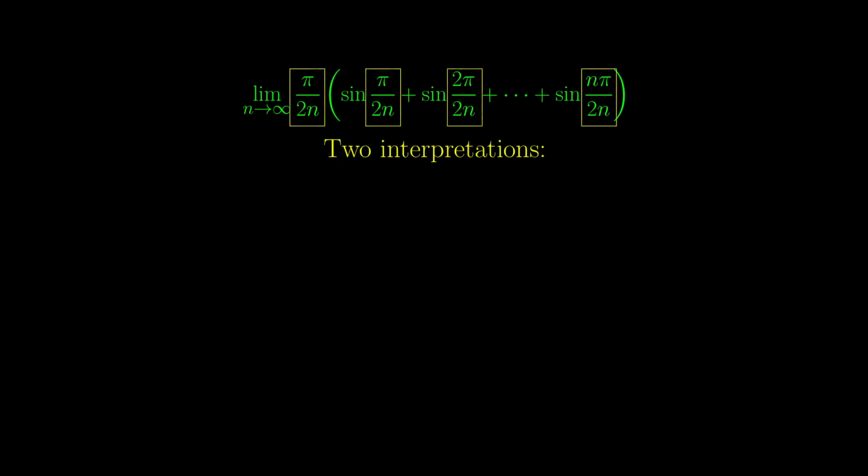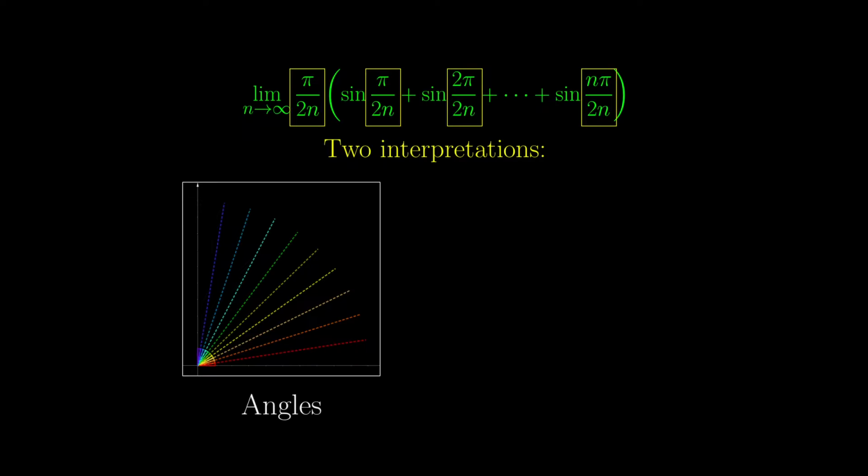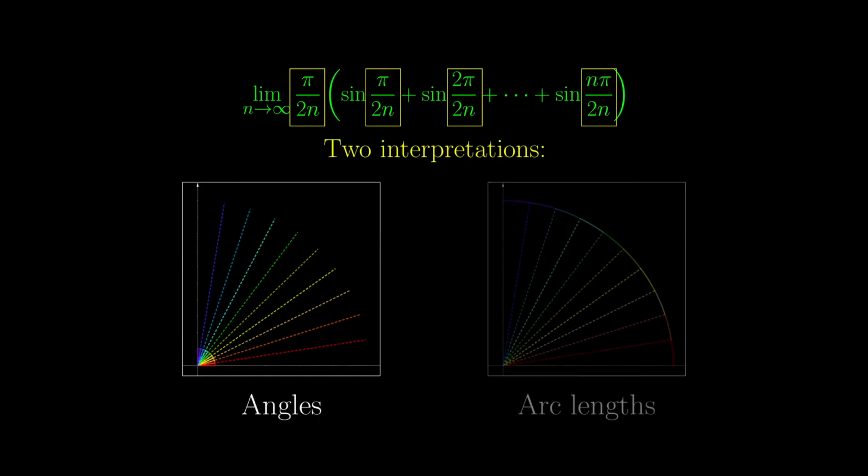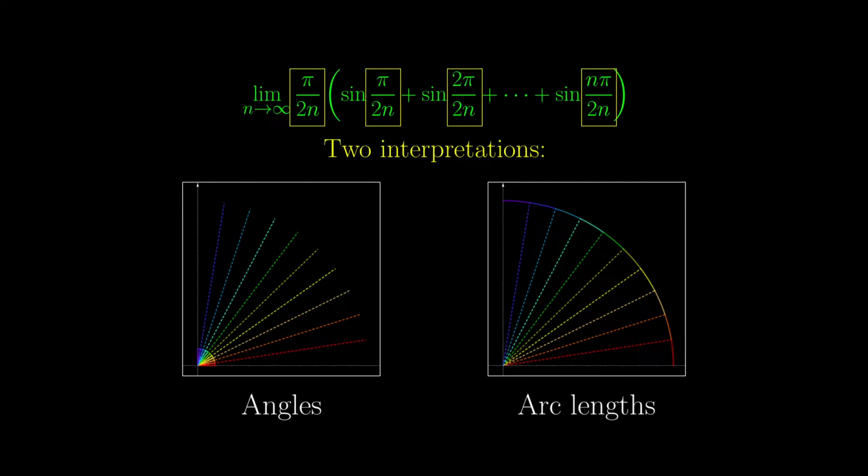The key to calculating the limit is to realize that there are two interpretations of pi over 2n. The first one is about the angles. We divide a right angle, which is of size pi over 2, into n equal angles. The second is the length of an arc. We are talking about this bit of the circumference of the unit circle here.